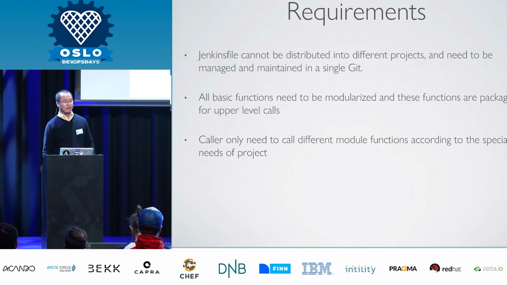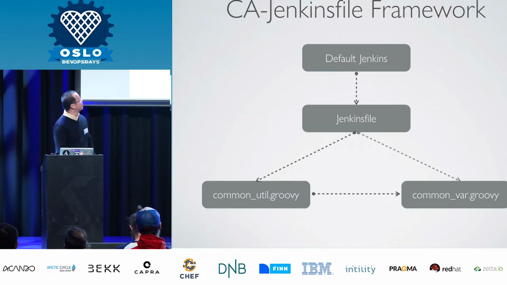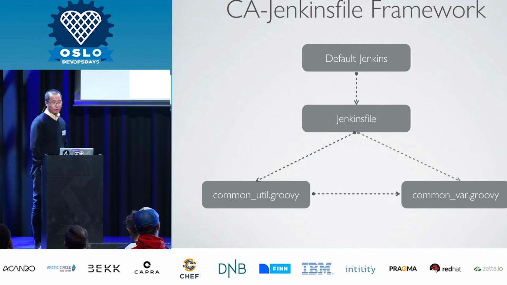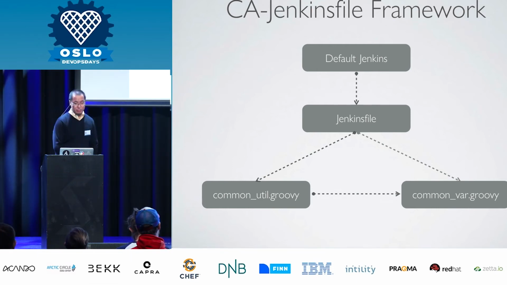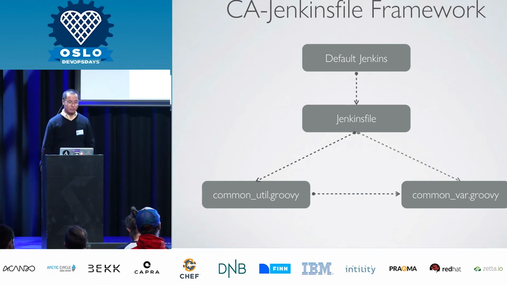So we thought, is there any way we can handle the Jenkinsfiles differently? We would like the Jenkinsfile to stay in one single repository, and all basic functions to be modularized, packed and ready to be invoked. So we started to build something called the CA-Jenkinsfile Framework. C stands for Capgemini, A for IRA payment identifications, which is my current customer.